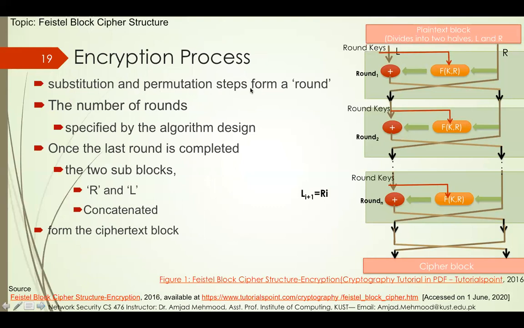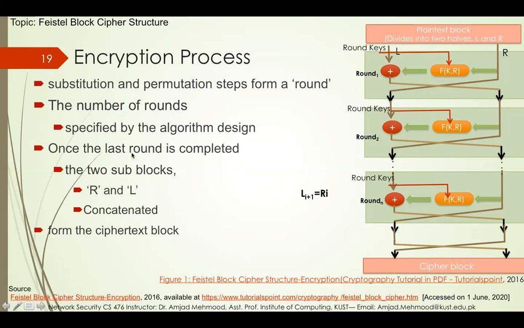So substitution and permutation steps form a round. On each round, substitution and permutation steps are performed. The number of rounds is specified by the algorithm design, so that depends on the algorithm. For example, DES uses 16 rounds. We will be studying that in our next class. But this is a model, so it gives you a general overview of what number of rounds will be considered by a specific algorithm.